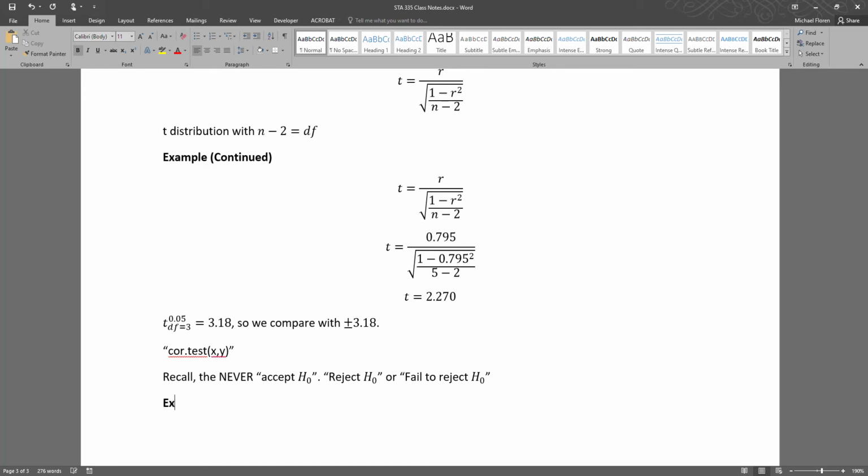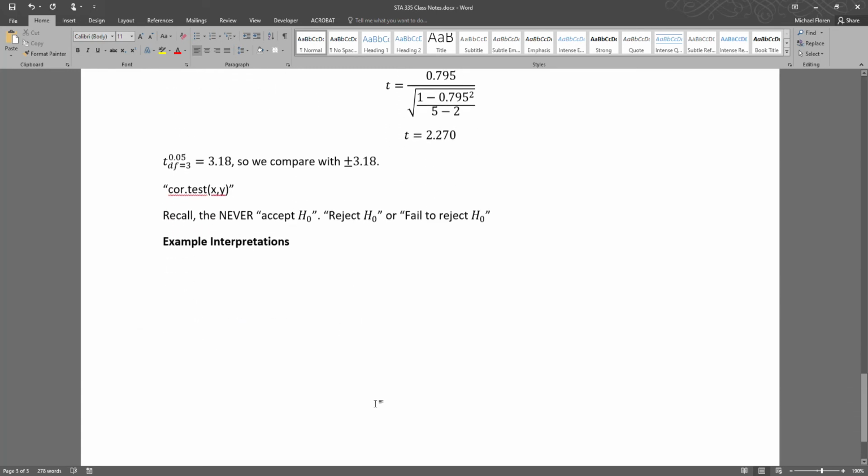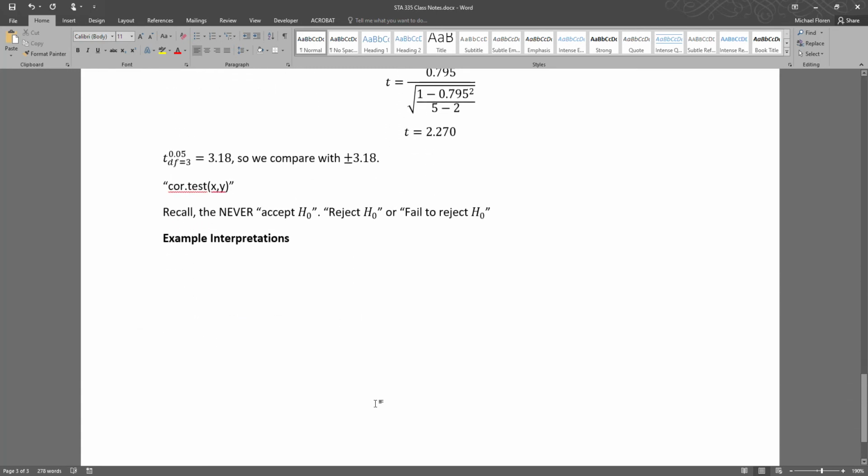With this, let's move on to some example interpretations. Interpretations, good ones, will tend to involve the context of the situation. We'll go through some bad ones and good ones. But for context, consider x to be age, so x is our age variable, and y is weight.